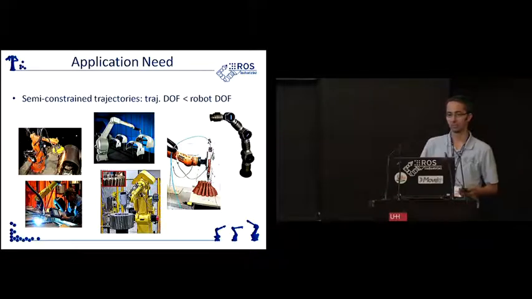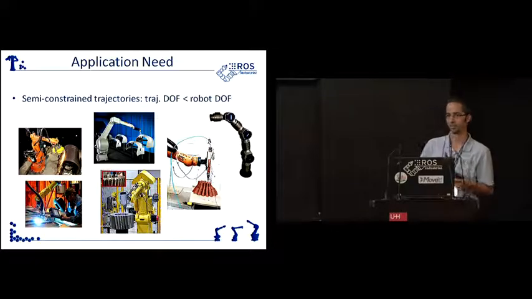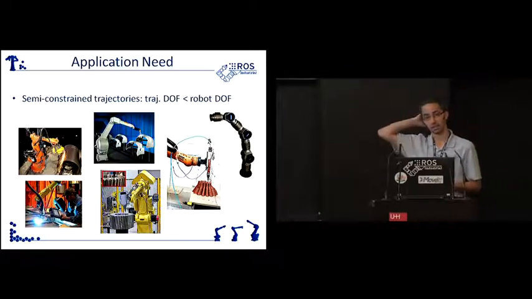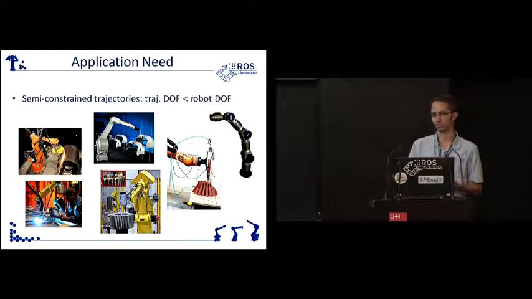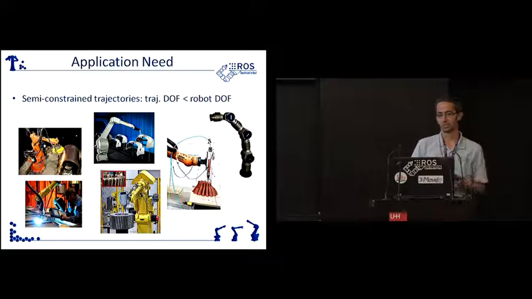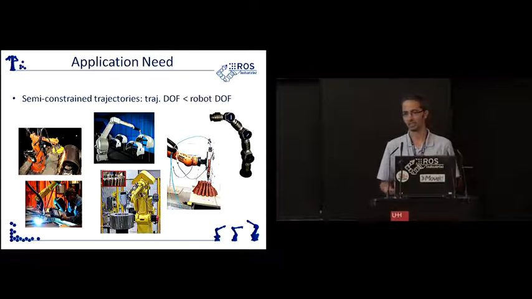All right, well, we'll start with the application need. So Descartes is a path planner. I hinted at it in my previous talk, what it was for, and Dave Coleman actually did a good job of outlining what it's for, but we never talked about the applications. And in a general abstract way, Descartes solves the problem of semi-constrained trajectories. But what does that really mean?